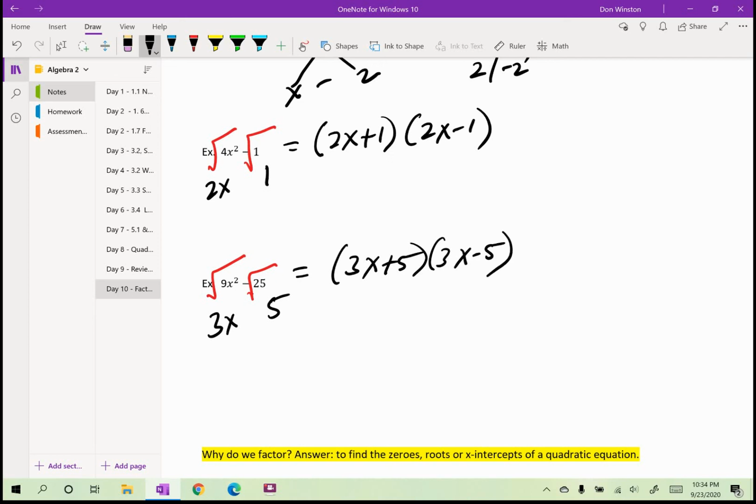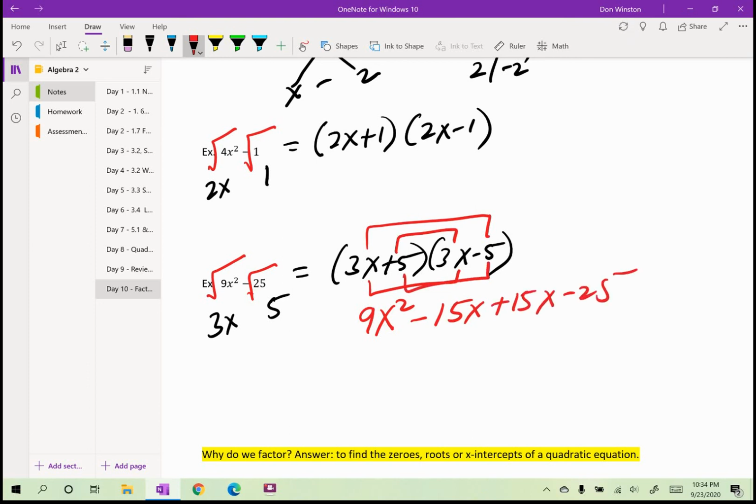Completely factored. See, again, you can check when you FOIL. 3x times 3x is 9x squared. And then 3x times a negative 5 is negative 15x. And 5 times 3x is plus 15x. And then 5 times negative 5 is negative 25. See what happens with difference of squares? That middle term always just goes away. And you're just left with 9x squared minus 25, which is what we started with.